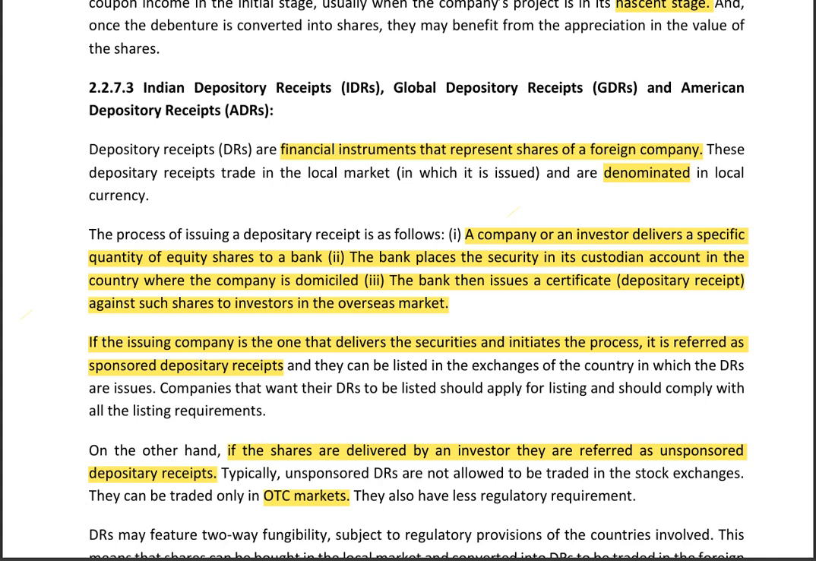A company or an investor delivers their equity shares to the bank. The bank places those shares in the custodian account where the country is located. Then the bank issues certificates, the depository receipts, to investors in the overseas market. If the issuing company is the one that delivers securities and initiates the process, it is referred to as sponsored depository receipts.